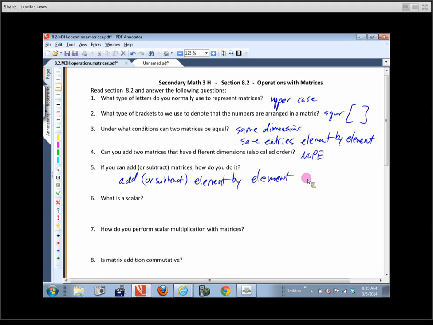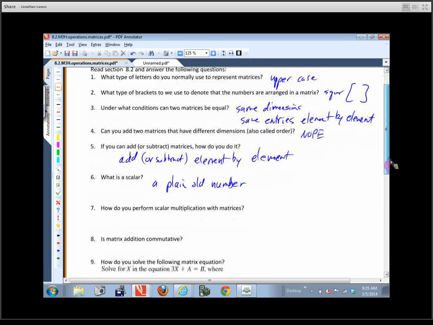What is a scalar? A number. Okay, I'm going to say it this way: it's a plain old number. It's not an element in a matrix, it's just a scalar. If a number is in a matrix, we call it an element or an entry. If it's not in a matrix, then we call it a scalar. It's a way to differentiate between the numbers in a matrix and the numbers that are not in a matrix.